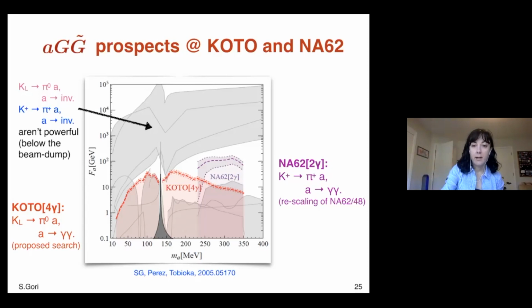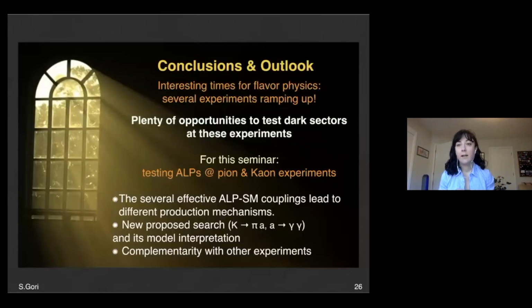Okay, excellent. So this leads to my conclusions. I hope I convinced you in this talk that these are really interesting times for flavor physics experiments. There are several experiments that are ramping up, and in this talk I focused on Kaon experiments. Pion experiments are interesting as well, but there are not many experimental prospects of collecting more data, as far as I know. For Kaon experiments, we know that we'll have a lot more data in the future. And we have seen that there are good prospects for testing additional regions of parameter space of axion-like particles at these pion and Kaon experiments. And there are interesting theory calculations that we can do for our experimental colleagues, and also new signatures that we can propose that will contribute in probing additional parameter space of these ALP effective couplings.